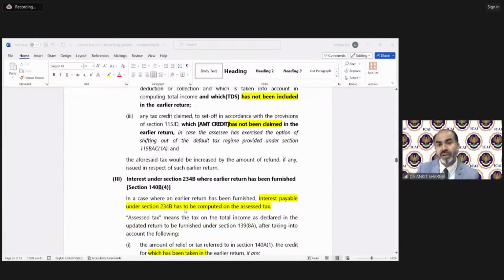Interest under section 234B, where earlier return has been furnished, exactly the same concept will be applicable for 234A interest in case of updated return. Exactly the same concept under section 234B interest will be applicable in case of updated return.